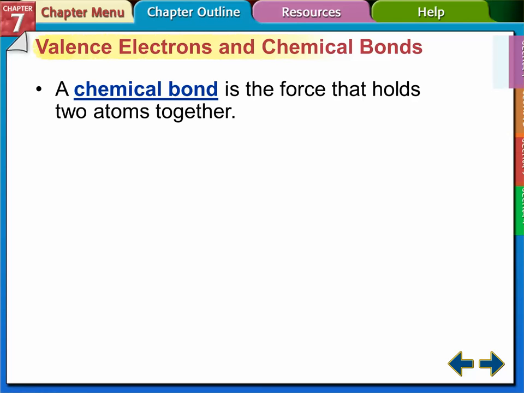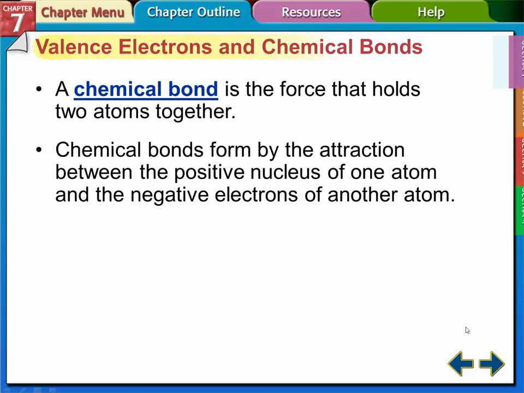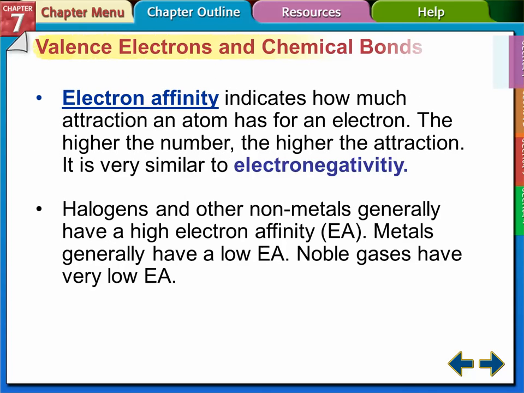Okay, so the definition of a chemical bond is a force that holds two atoms together. It could be two or it could be more, at least two, sometimes more. These chemical bonds are formed by the attraction between the positive nucleus of one atom and the negative electrons of another atom. So really it's just the interaction of these valence electrons between two or more different atoms that creates a chemical bond.